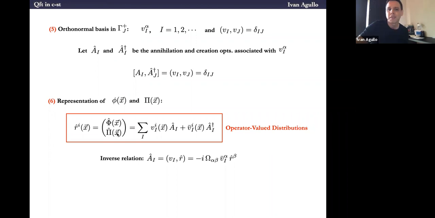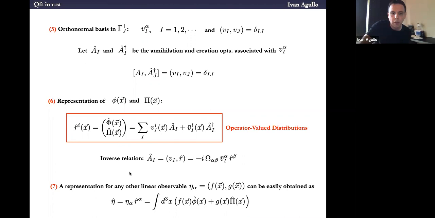This is similar to the classical theory. Phi and pi of x are not operators as such, because these sums don't converge in any meaningful way. They are not observables, but they are distributions, in the sense that smearing them out, we get observables. So linear observables are obtained by smearing out the operator valued distributions. And they form the entire family of linear observables in the theory. You smear pi and phi the way that you want. If you want field observables, put g equals zero. If you want momentum observables, put f equals zero. And if you want a linear combination, here you have it.